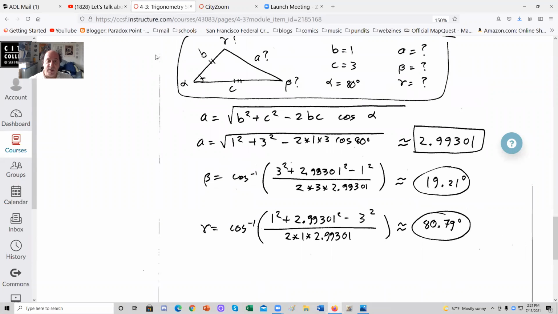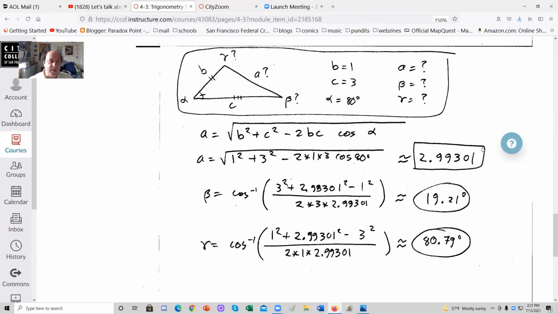Gamma, well, we do the same thing. The sides are A, 2.99301, B, which is 1, opposite is C, which is 3. So 1 squared plus 2.99301 squared minus 3 squared over 2 times 1 times 2.99301. Arc cosine is about 80.79 degrees, and that solves the triangle.